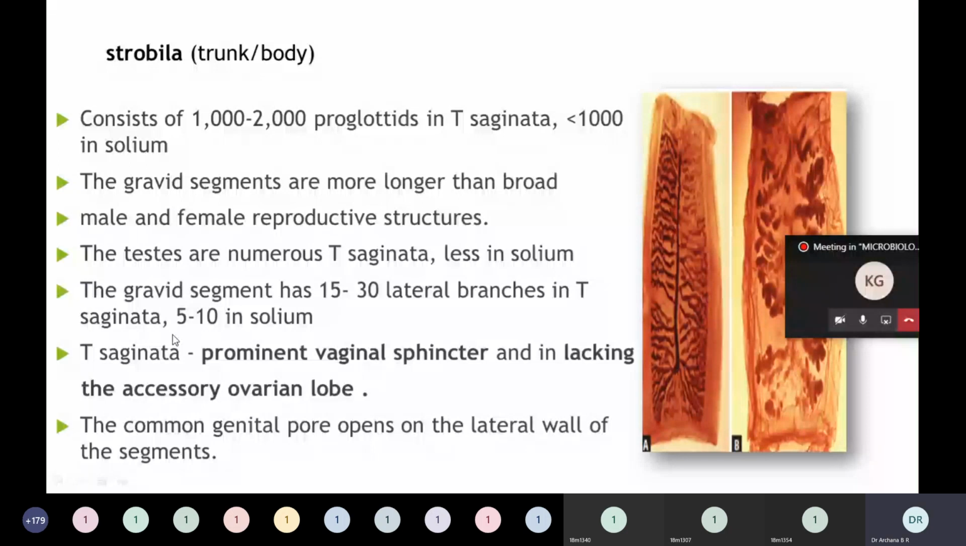And there is a common genital pore which opens on the lateral wall of the segments. These gravid segments are expelled outside through the anal sphincter singly in case of saginata. In solium, they are expelled in chains. There is no uterine opening, so eggs are expelled by rupture of the wall.